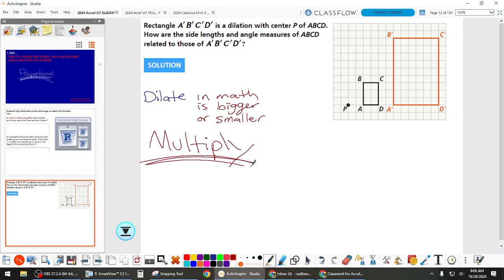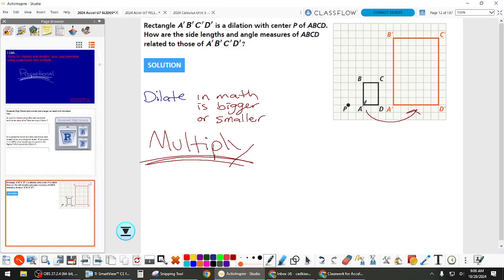How do we multiply and make something smaller? Yeah, it has to be between 0 and 1, the number that we multiply by. Okay? So let's talk scale factor, or just start introducing that concept. And real quick, notice the notation. The black rectangle is the original, and it's A, B, C, D. The new one, what we call the image, is with prime notation. So A prime, B prime, C prime, D prime.